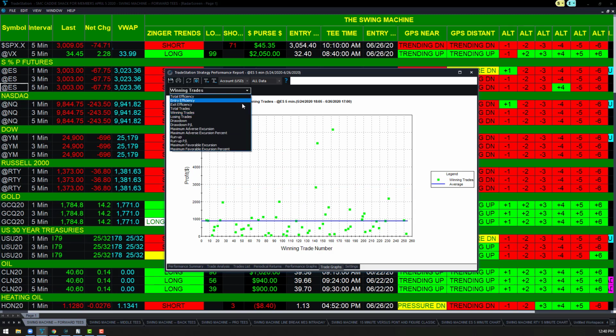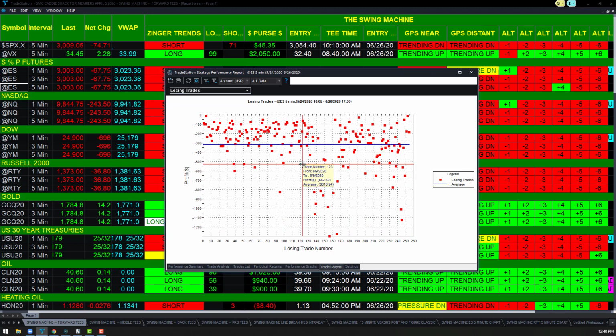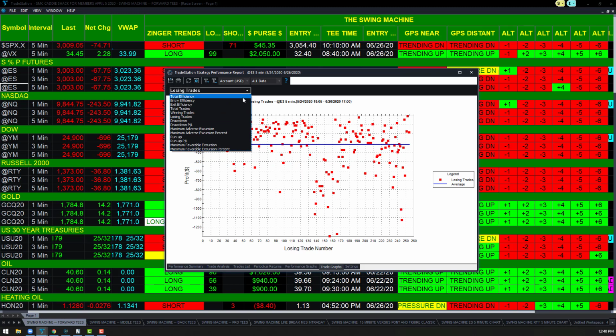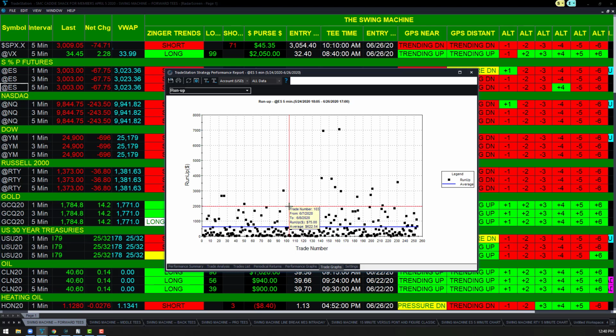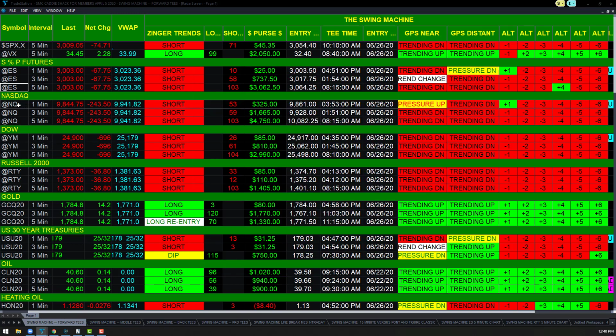What is the average losing trade? $318. I'll take those odds and probabilities all day, every day. What about the drawdown? $334. Okay, not too bad. How about the run-up? $622. Okay, almost 2 to 1. Those also good probabilities.